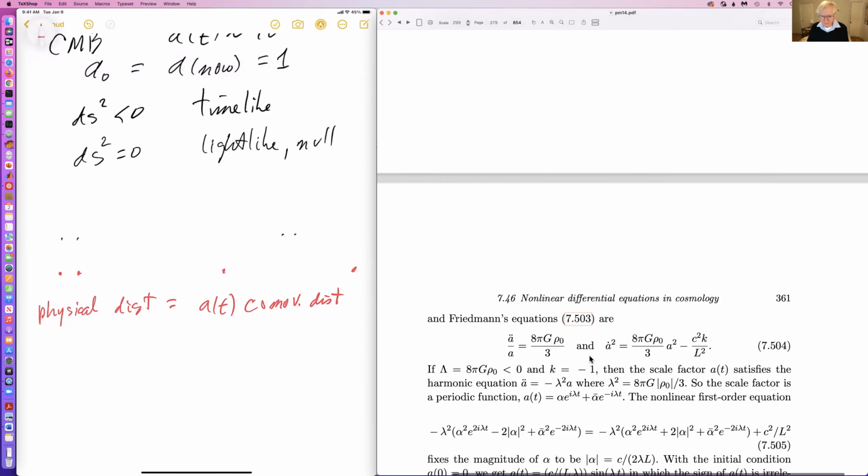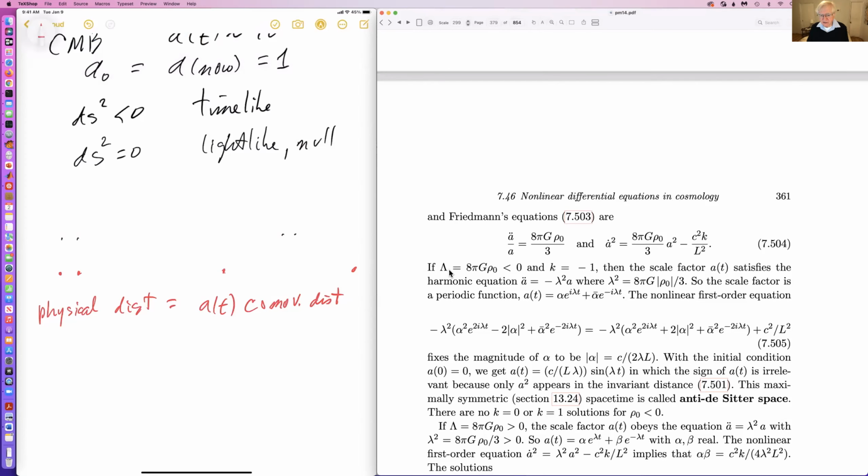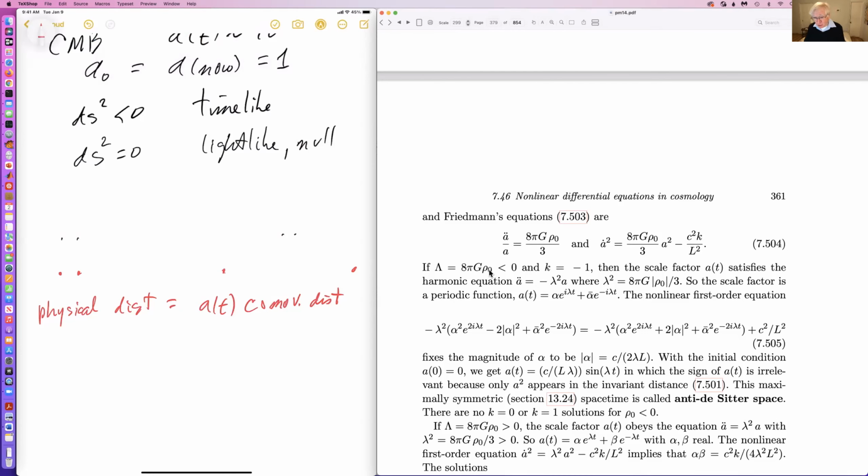And if we now set lambda equal to 8 pi Newton's constant times the present-day energy density, and we assume that this is actually negative, which is kind of crazy, and set k equal to -1, then the scale factor satisfies this harmonic equation, and what you've got is an oscillating universe.